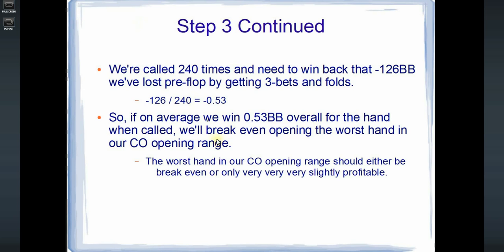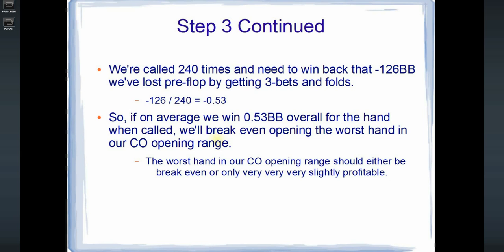So let this sink in. The worst hand in our cutoff opening range should either be break even or only very, very, very slightly profitable overall. I don't remember having included this little tidbit of information, but what I'm saying here is we don't know in theory whether or not the worst hand in the cutoff opening range is supposed to be super, super, super slightly profitable or exactly break even. If the worst hand in the cutoff opening range is exactly break even, it might be a mixed strategy.